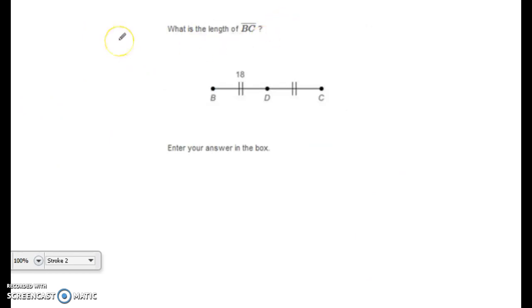All right, this one says, what is the length of BC? All right, so this one's a little bit easier. If we know that this side is congruent to this side, those little tick marks are our congruent marks, then we know that if this one is 18, DC also has to equal 18. And then to find the length of BC, we could just add those two individual pieces together. That's that segment addition postulate. So we could add 18 plus 18 and get our final answer.